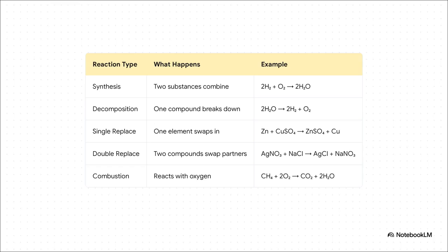You've got synthesis, 2 things combined to make 1 new thing. Super simple. Then there's its opposite, decomposition, which is a chemical breakup. One compound splits apart. Single replacement is when one element cuts in and swaps places with another in a compound. And in a double replacement, it's like two couples just swap partners. And finally, the flashy one, combustion. That's just when something reacts with oxygen and usually gives off heat and light, fire. Learning these patterns is a game changer.